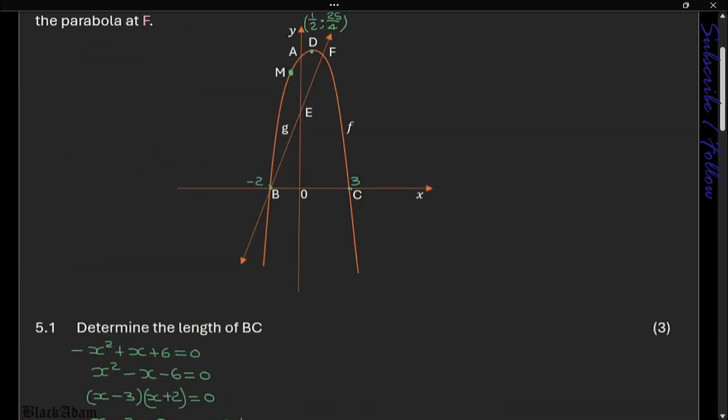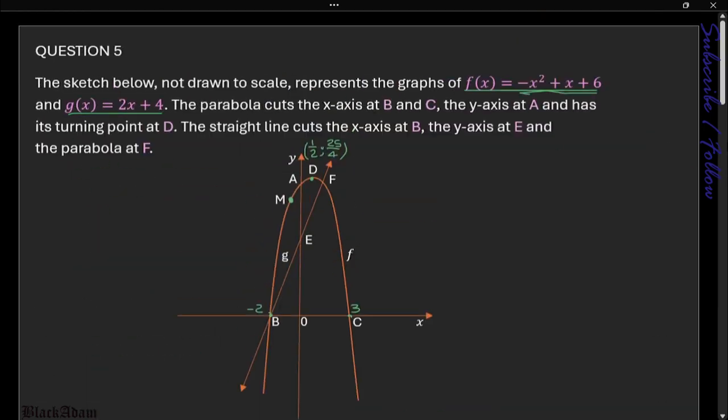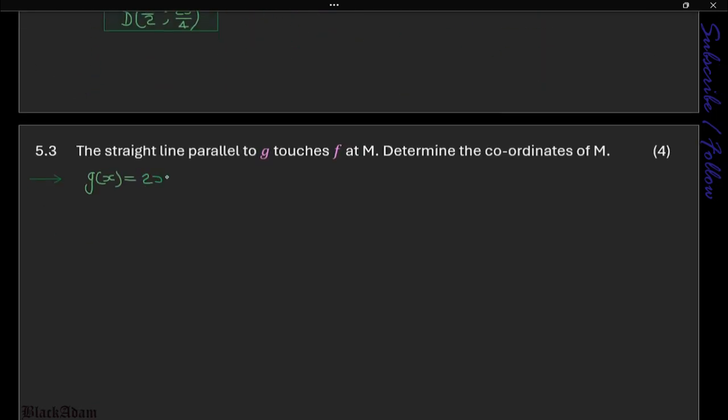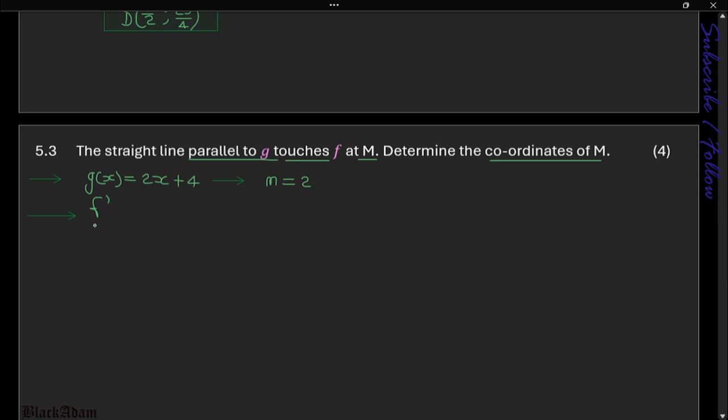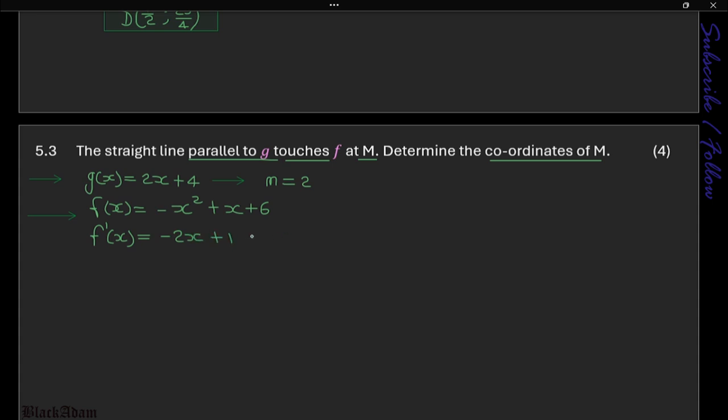It says that we have a straight line which is parallel to G. G, given our equation, is 2x plus 4, meaning that our gradient there is 2. And then we know that when we differentiate the function f, the first derivative gives us the gradient of the tangent. So the equation of f is minus x squared plus x plus 6, and the derivative is negative 2x plus 1.